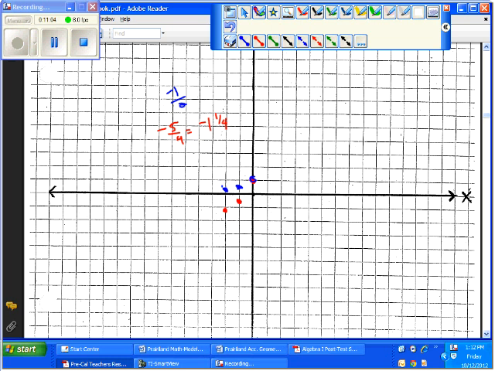The fourth point was at 1, 2. It shifted to 1, 4. The next point was at 2, 4. And it shifted to 10. 4, 5, 6, 7, 8, 9, 10.